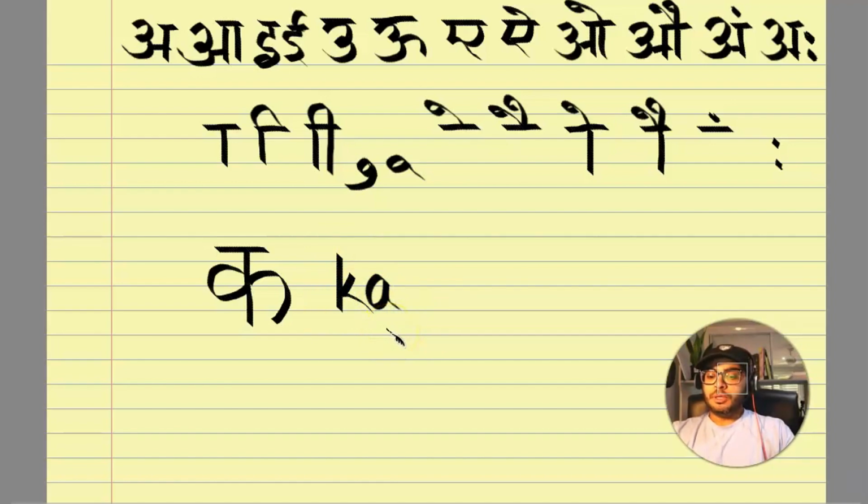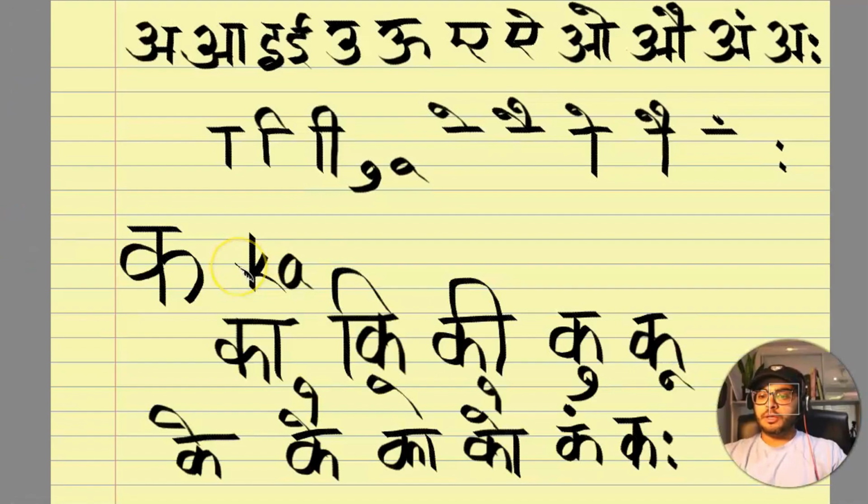A word in English that has a similar sound would be cat. It's almost similar, cat. And a word in Nepali would be Kamal, which means lotus. The Barakhari would be Ka, Kaa, Ki, Kee, Ku, Koo, Ke, Kai, Ko, Kau, Kam, Kaha.